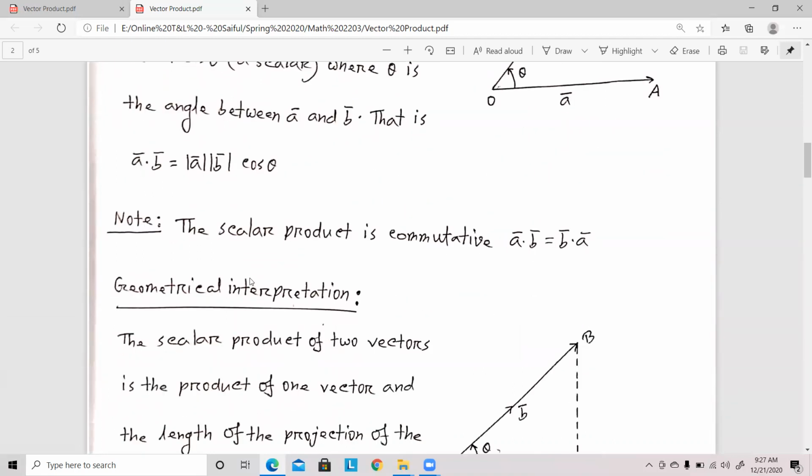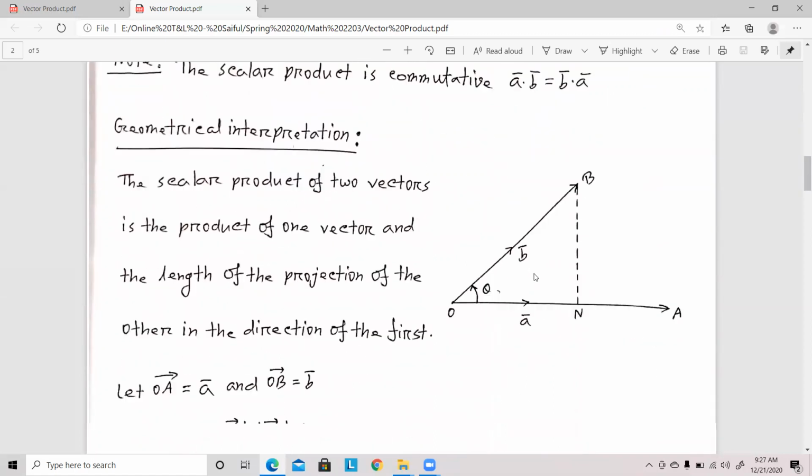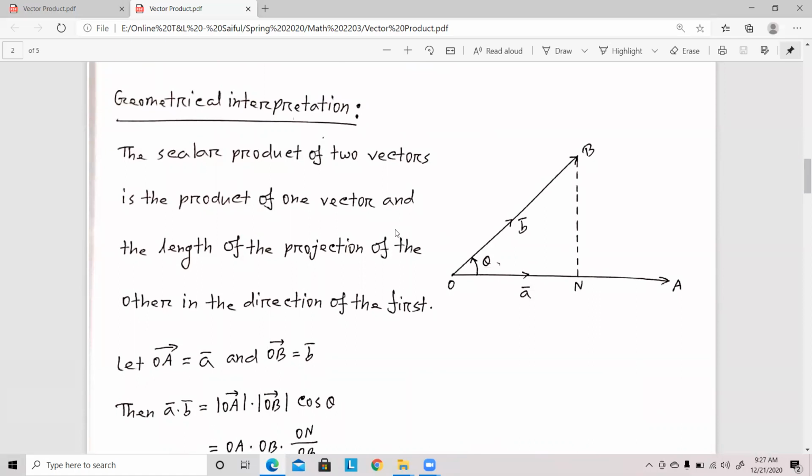And in the previous class, we proved that the dot product is commutative. That means if we alter their position, we get the same result. That means A dot B equal to B dot A. Here is the geometrical interpretation of the dot product: the scalar product of two vectors is the product of one vector and the length of the projection of the other in the direction of the first.